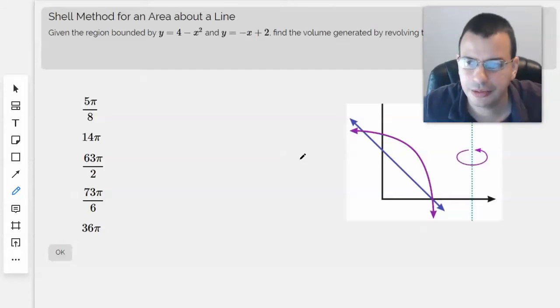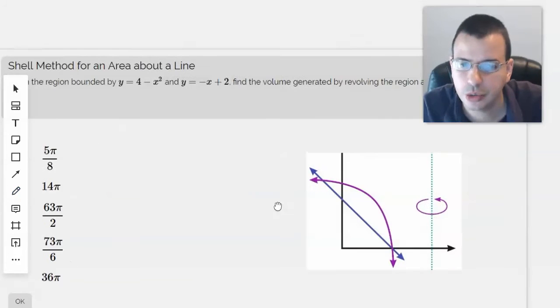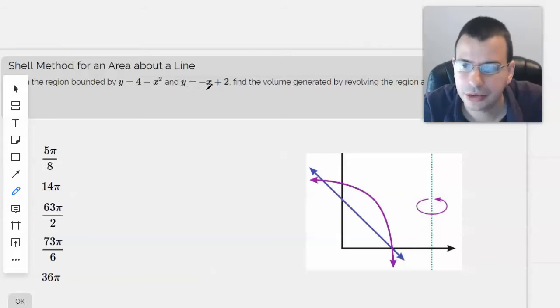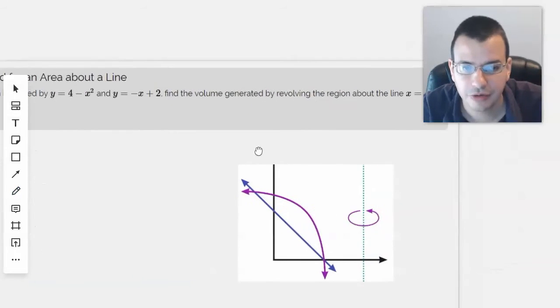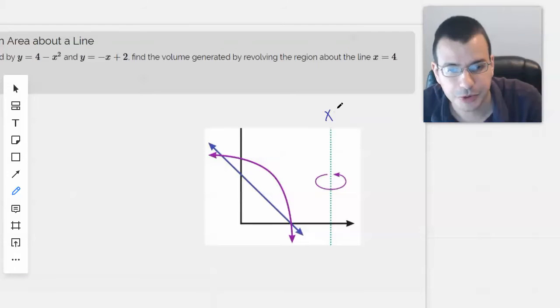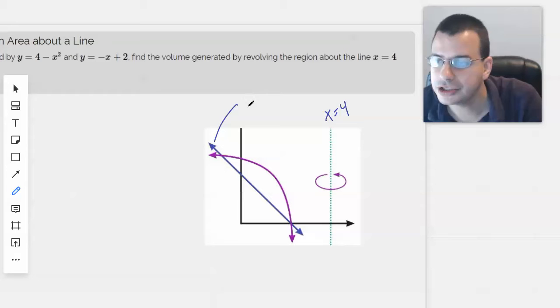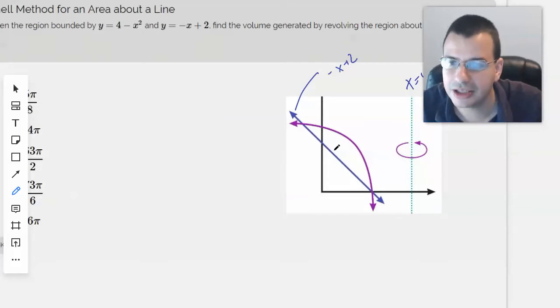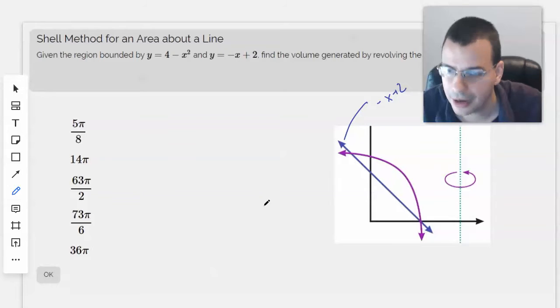And given the region bounded by y equals 4 minus x squared, which is probably that guy, and y equals negative x plus 2, which is that. Find the volume generated by revolving the region about the line x equals 4. So we have x equals 4 here. This is negative x plus 2. And this seems to be the 4 minus x squared parabola.